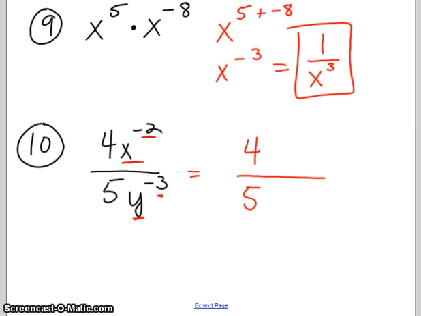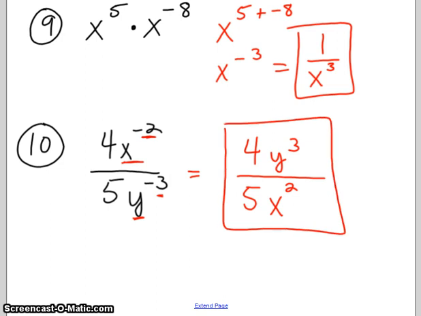Alright, x is to the negative 2. We're going to bring that to the denominator and make it positive. And the y is to the negative 3, so we're going to bring that to the numerator and make it positive. Can't simplify anything else, so there's our answer.